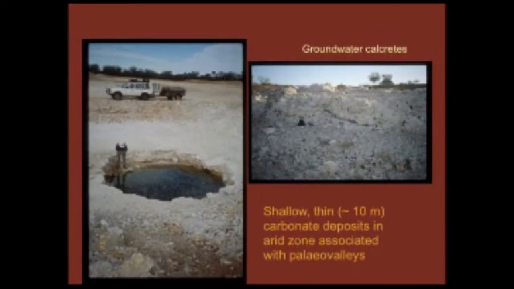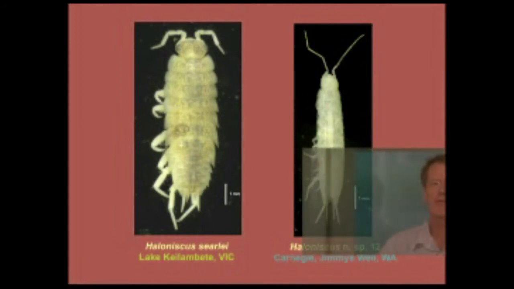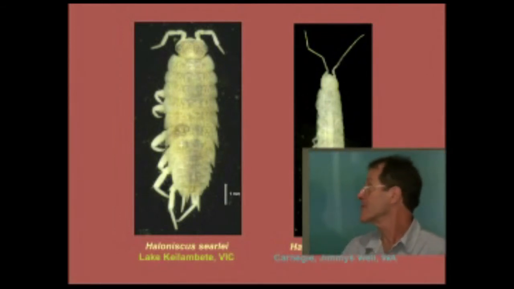One of the areas that we've been working a lot on are these groundwater calcretes. These are little shallow carbonate deposits that are associated with the groundwater flow into salt lakes. They're quite thin. They occur only in really arid areas, and they're between 10 and 20 meters thick, and there's patches of them. One of the groups that lives there, this is a slater. This one is a species that lives in salt lakes. It's not where you expect to find slaters, on the surface, right across southern Australia from Victoria to Rottnest, being considered the same species.